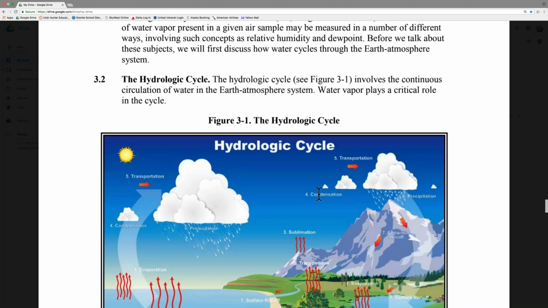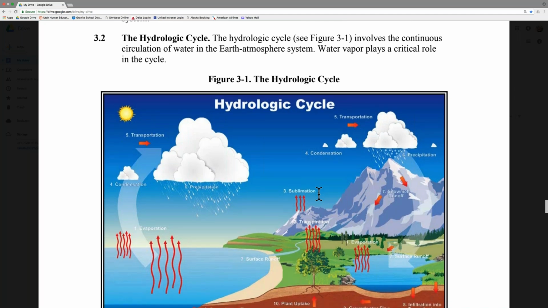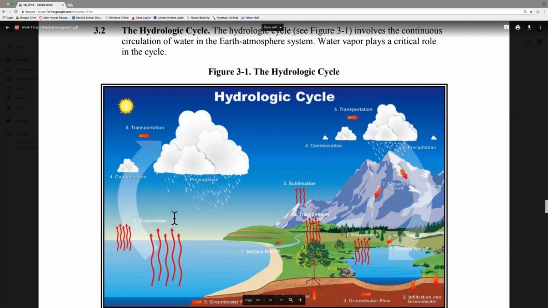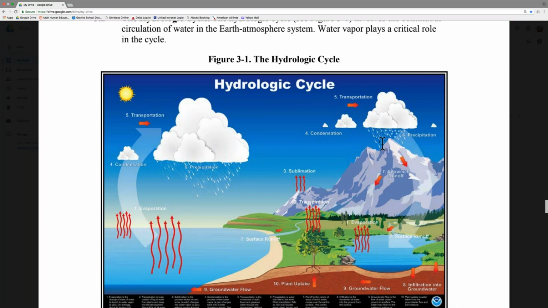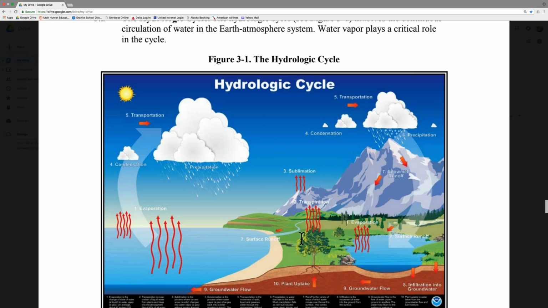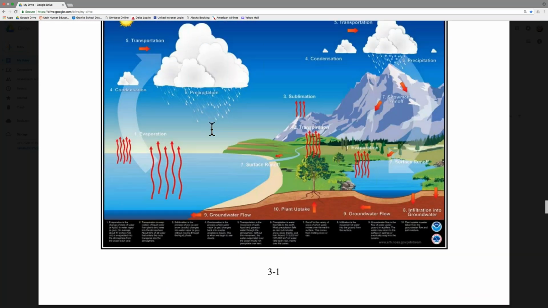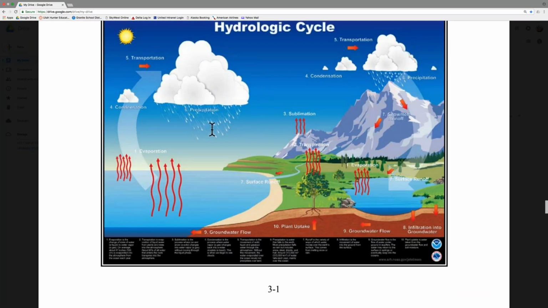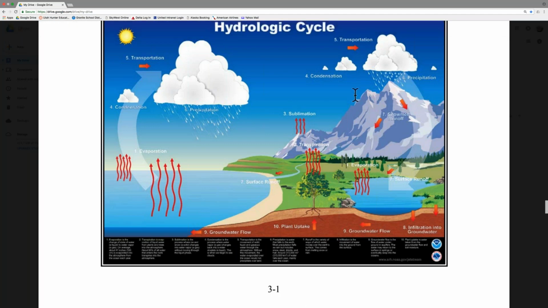So this is something that you learned in elementary school, the hydrologic cycle. We have different types of evaporation, condensation, transpiration, sublimation. All of these are, you know, the water cycle, like it says there. All very important in our weather patterns here.